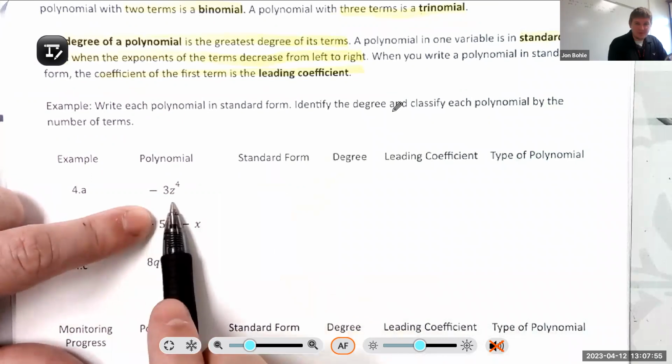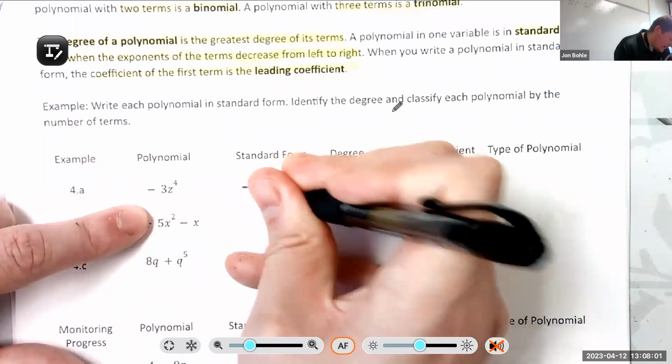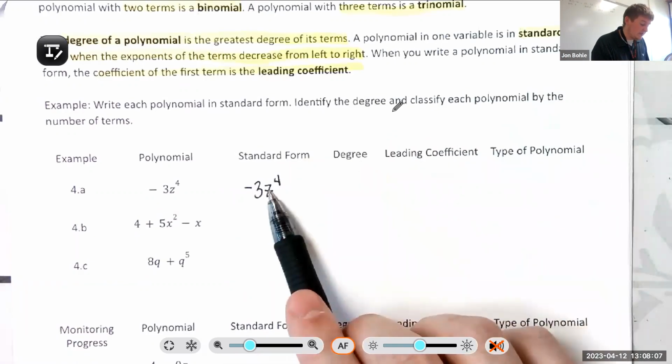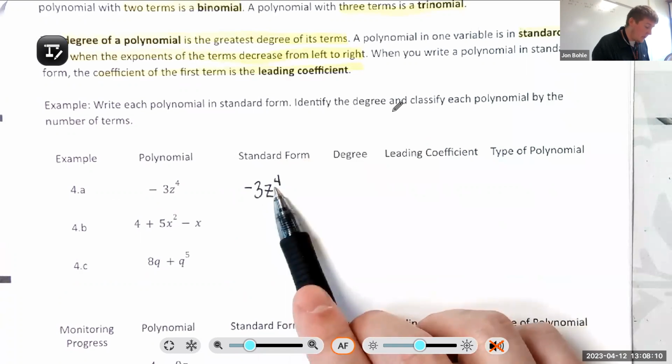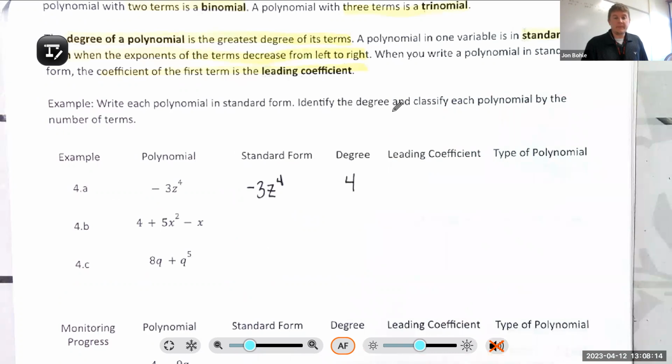Okay, this one's going to be impossible to screw up because it's only one term. So since it's only one term, you just write it as is and it's in standard form. Okay, the degree is going to be the degree of the highest term here. So we have a degree of 4. That's the biggest degree. So that is going to be my degree.